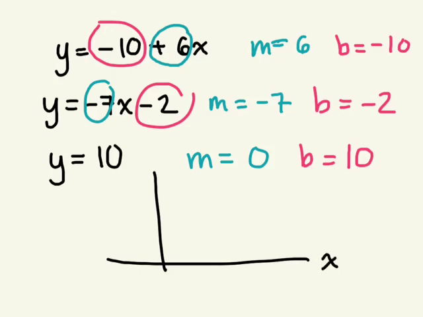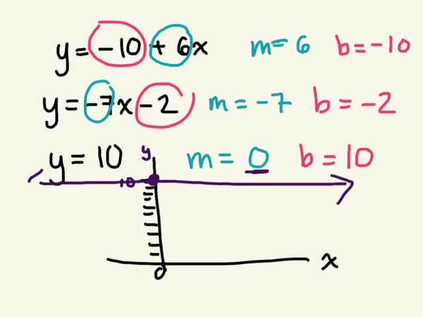Pretend this is my graph. I start at 0, 1, 2, 3, 4, 5, 6, 7, 8, 9, 10. We know that this line intercepts at 10, right? That's the y-intercept. The slope is 0, which means it doesn't have a rise and it doesn't have a run, so it's going to be a horizontal line that just looks like this.